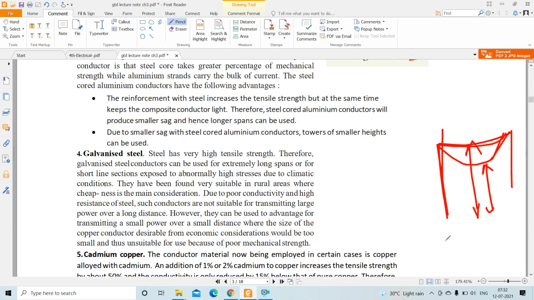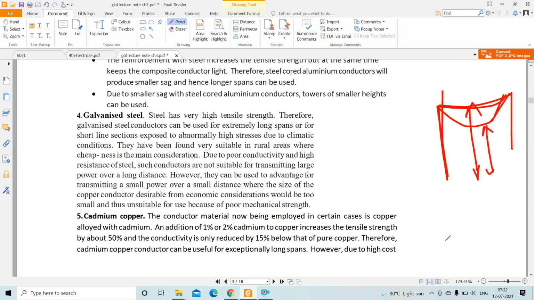Then the next one is the galvanized steel. So steel has very high tensile strength. Therefore, galvanized steel conductor can be used for extremely long span or for short line sections exposed to abnormally high stresses due to climatic condition. Okay. So when there is a very high stress, steel conductor is used because it has very high tensile strength.